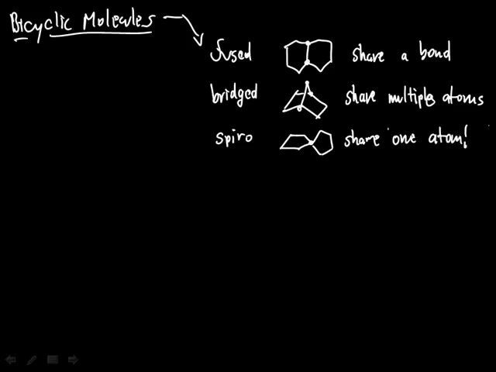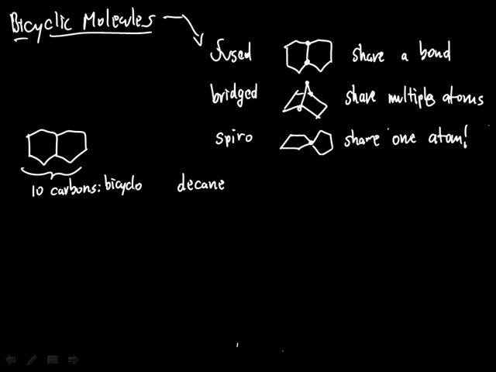Naming of these compounds is actually quite interesting. So if we look at something like this, we will name this compound as an alkane, but with some amendments. First, we will count the number of carbons. And so this has 10 carbons, and we will name it as a decane. Since it has 2 rings, we will name it as bicyclo.